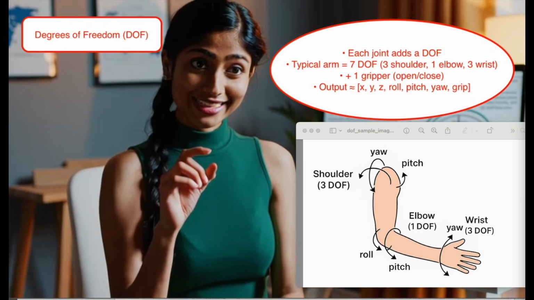Let us discuss a very important concept, which is the degrees of freedom, or DOF. Each joint adds a DOF. A typical arm has 7 DOF, 3 shoulder, 1 elbow, 3 wrist. It also has one gripper. A robot arm's flexibility is defined by its degrees of freedom, how many independent joints it can move. OpenVLA outputs 7 values, 3 for position, 3 for rotation, and 1 for the gripper. These map directly to the physical joints, shoulder, elbow, wrist, that determine how the robot reaches, twists, and grasps.